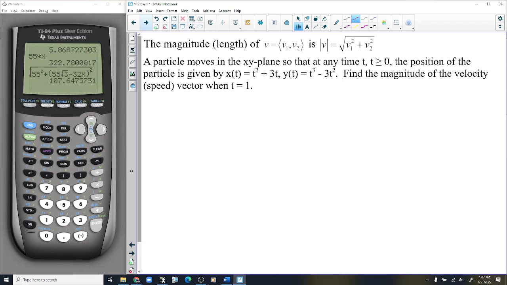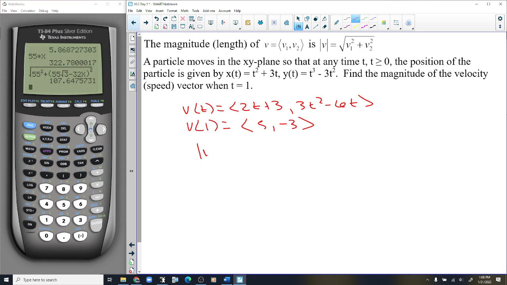A particle moves in the xy plane, so at any time t greater than or equal to 0, the position of the particle is given by that. Find the magnitude of the velocity, or the speed, when t is equal to 1. So the velocity vector is 2t plus 3 and 3t squared minus 6t. And we're going to do v of 1, which is 5, negative 3. Oh, wait, that's not it. That is the component form of that. And now I almost didn't actually answer the question. Square root of 25 plus 9, square root of 34.